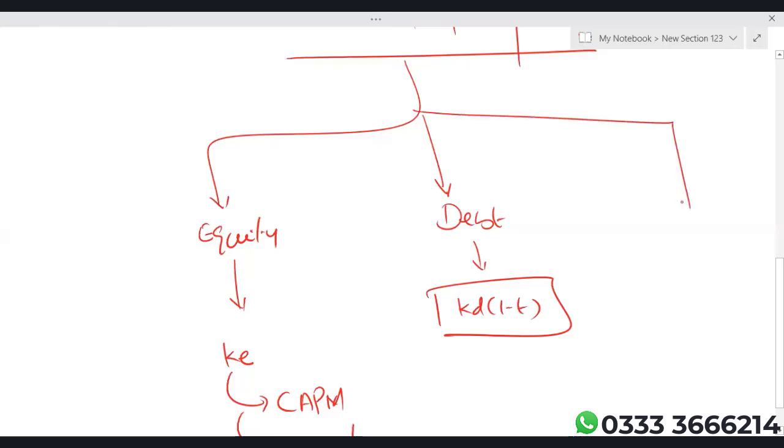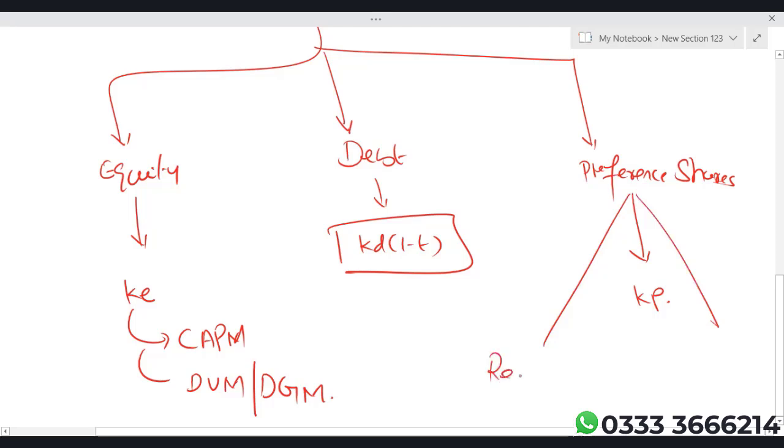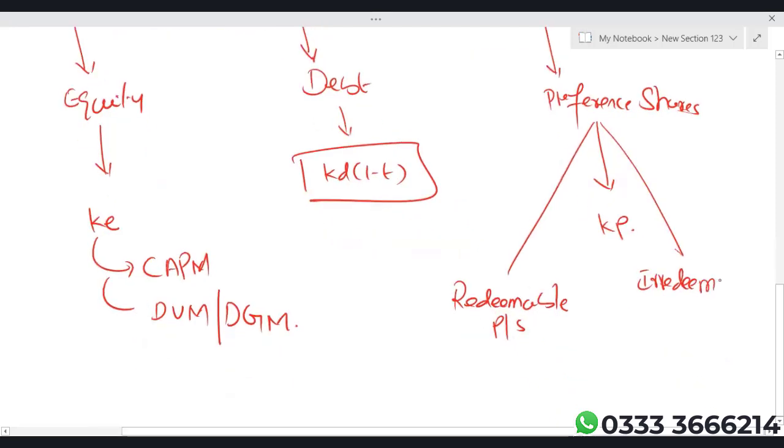Third possibility is preference shares. If an entity raises the finance in the form of preference shares, then the cost is KP, that is cost of preference shares. We will also discuss how to calculate KP if there are redeemable preference shares, and how to calculate KP if there are irredeemable preference shares.